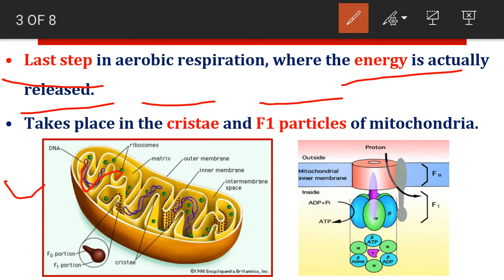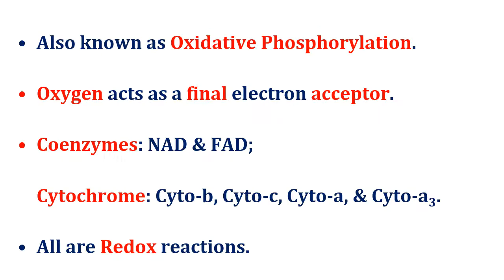The inner membrane shows the infolding. This is known as cristae and this infolding consists of various enzyme complexes required for the electron transport chain, and the fifth complex is F0 F1 particle. Now this F0 F1 particle is shown again here. Here the red color is the intermembrane space and yellow color is the matrix of mitochondria. So it consists of F0 and F1 particle where actually ATP is synthesized.